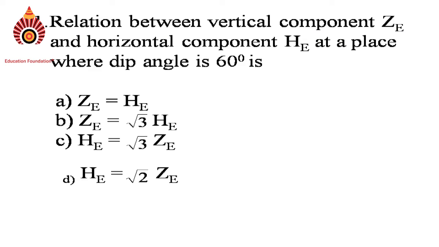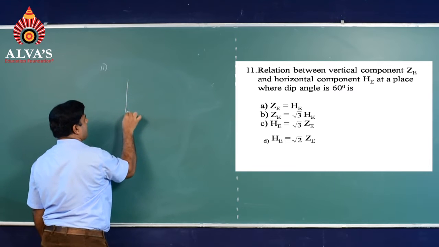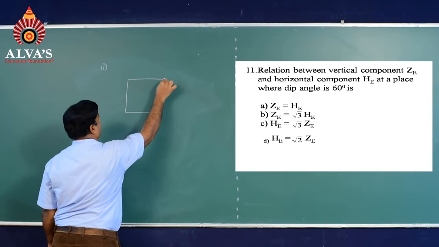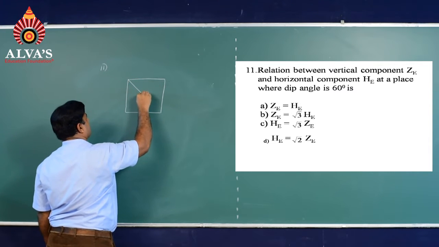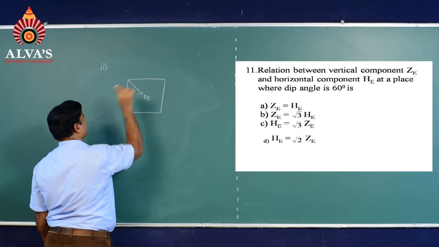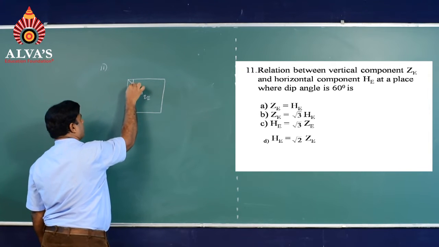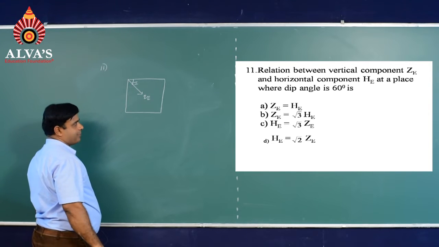Relation between vertical component Ze and horizontal component He at a place where dip angle is 60 degree is. If you consider the magnetic meridian, this is the orientation of the needle, which indicates total field of earth. With the horizontal, it makes an angle of I, which is called dip.